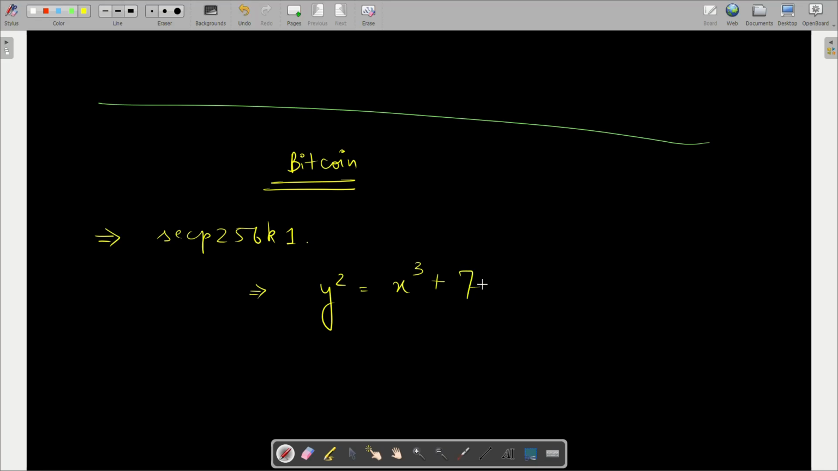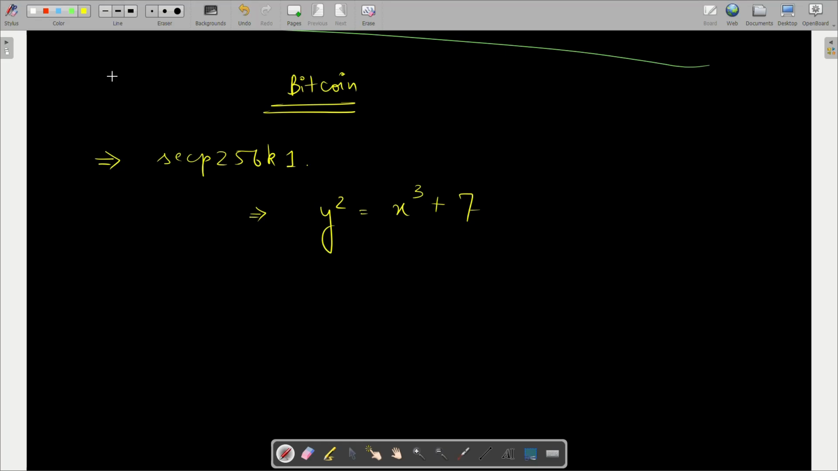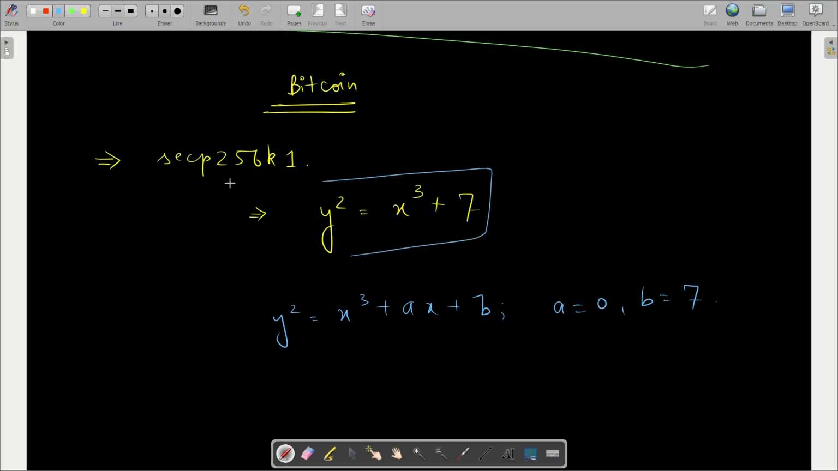Just see, it's all mathematics, right? And canonical form, you might already know about canonical form. So canonical form is somewhat like y square derived from x cube plus ax plus b, whereby a is 0 and b is equivalent to 7. This is what the equation would really look like, SECP256K1.